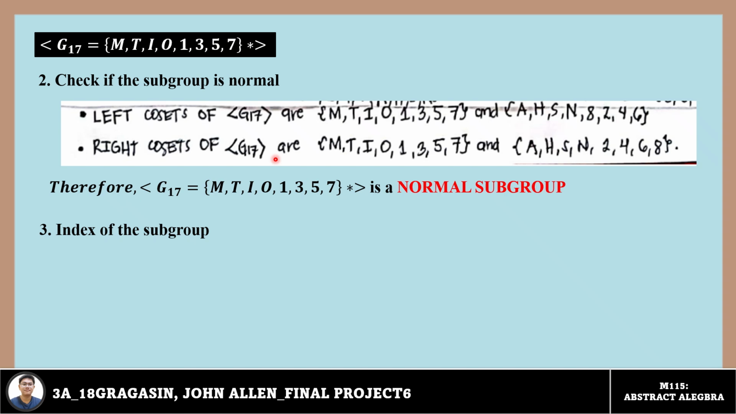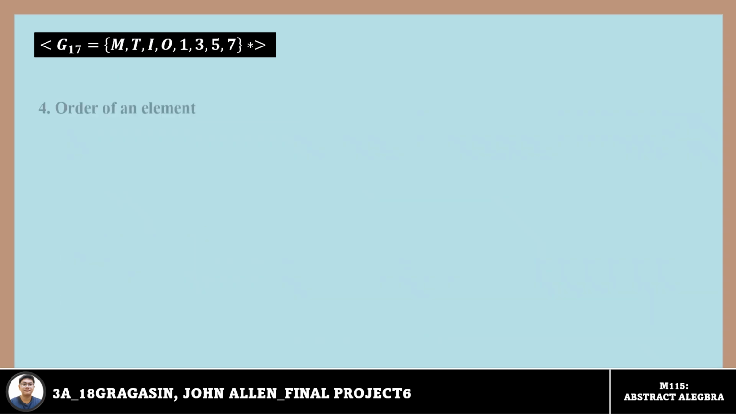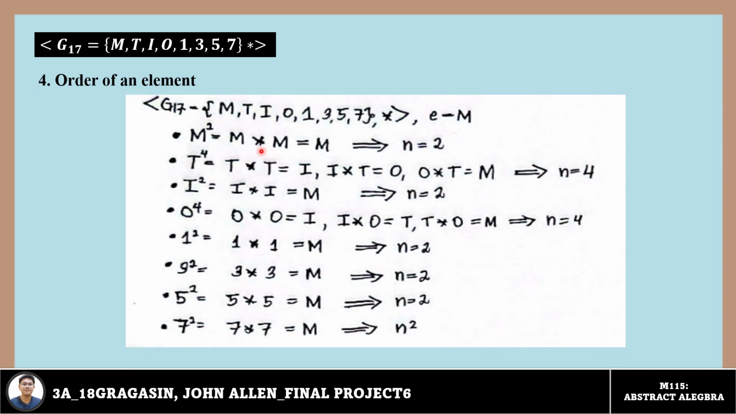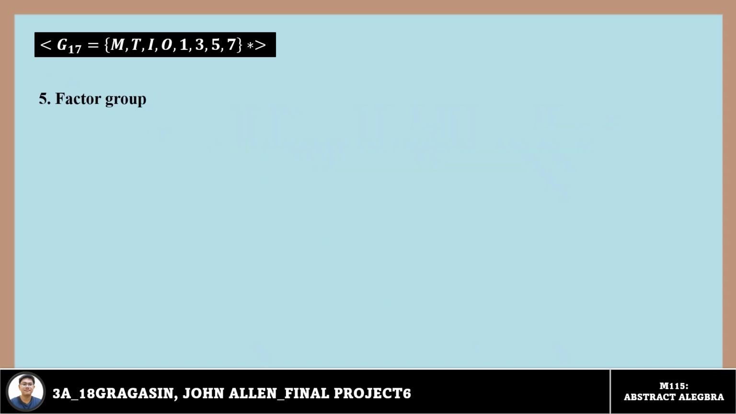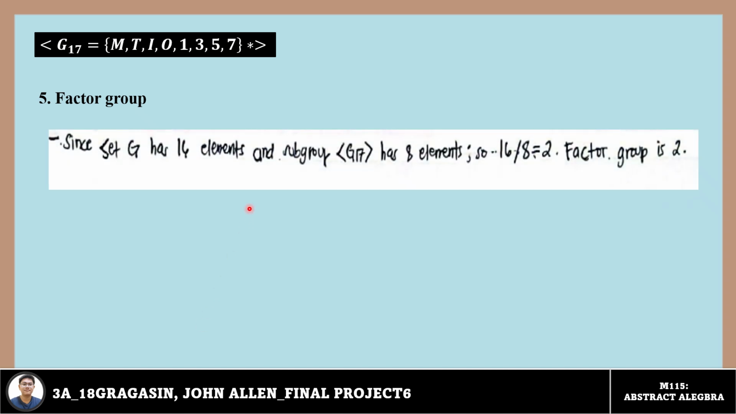And then for our index of the subgroup, the number of right cosets is 2. That is why the index of our subgroup is 2. And then for the order of an element, we have here M is 2, T is 4, I is 2, O is 4, 1 is 2, 3 is 2, 5 is 2, and 7 is 2. And then for our factor group, since we have 16 elements for our set G and 8 elements for our subgroup, 16 divided by 8, our answer is 2. That is why the factor group of our subgroup is 2.